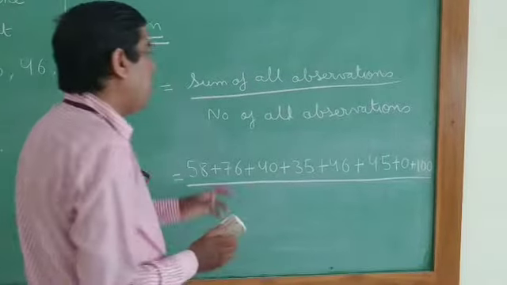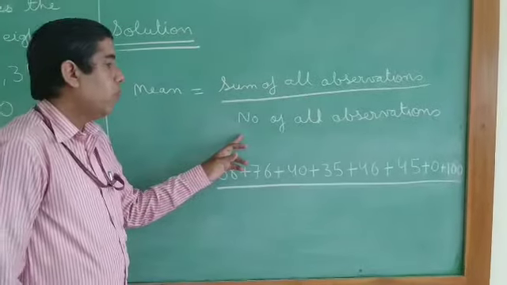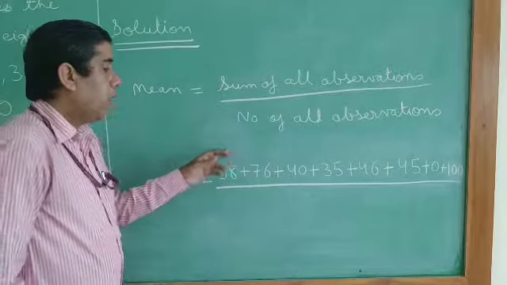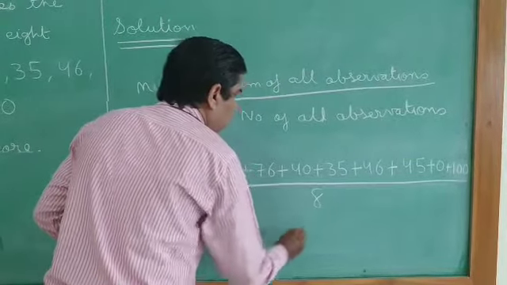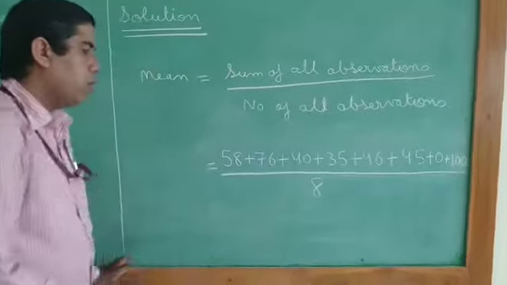Upon how much will come, the number of our observations? What is the number here? The number is 1, 2, 3, 4. You can count, it is 8. So 8. Now I will do the totaling here.